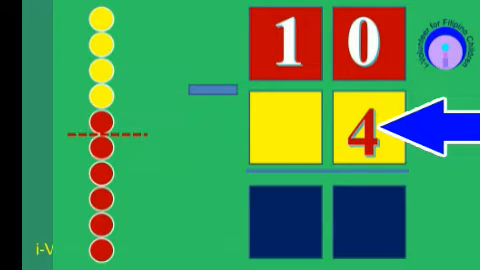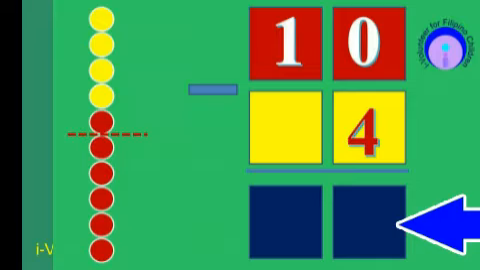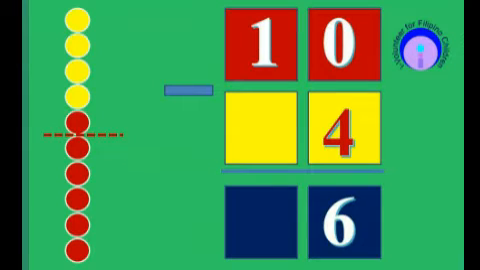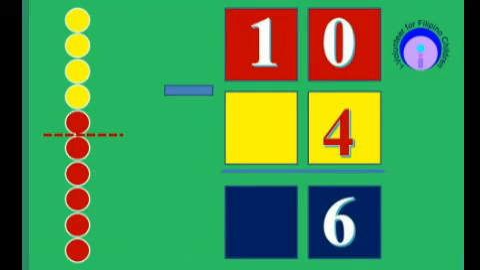When 4 is subtracted from 10, what is that number? You can counter-check your answer by counting the number of red circles. Let's repeat. 10 minus 4 is equal to 6.